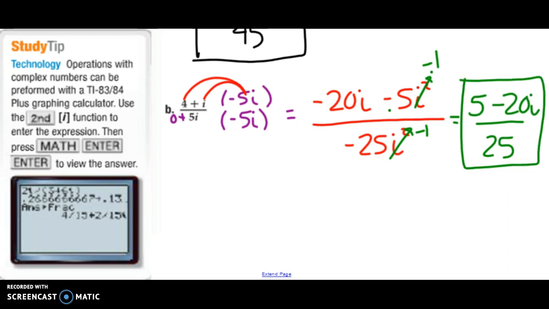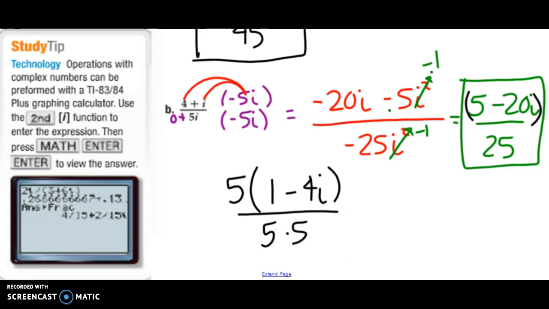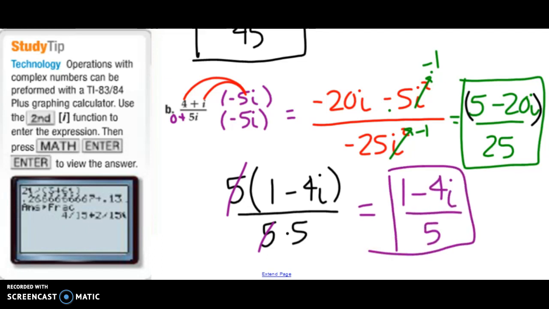Now that would be the simplified version, except there's a number I can take out of 5 minus 20i and 25. So what's that going to be? That's going to be a 5 out of all of those. So I can take a 5 out from top and bottom, and I would get 5 times the quantity 1 minus 4i over 5 times 5. Those 5s would cancel out, and I get 1 minus 4i over 5. That is my final version right there.